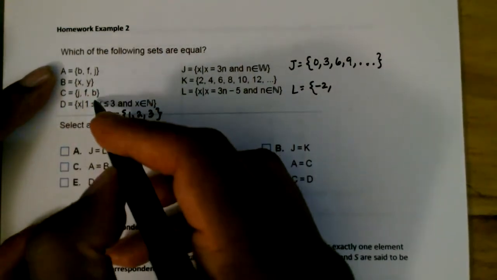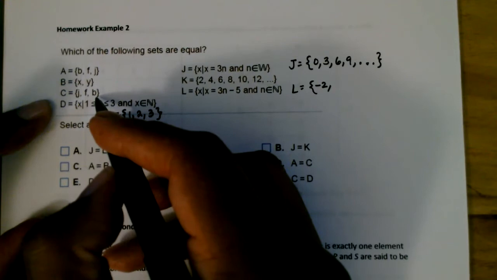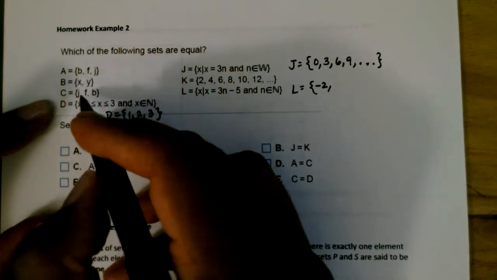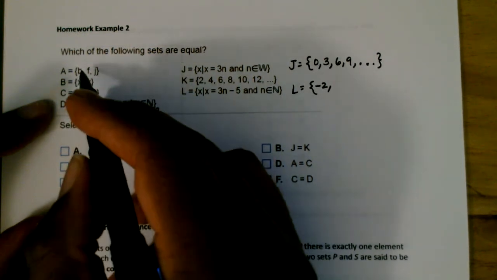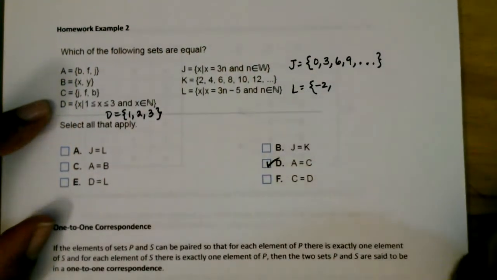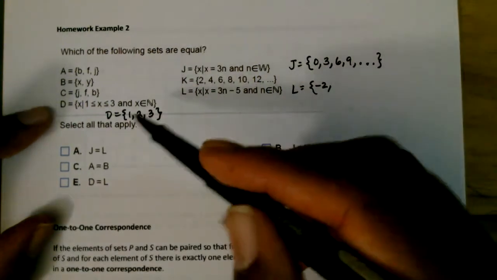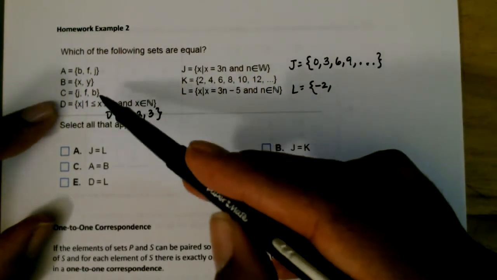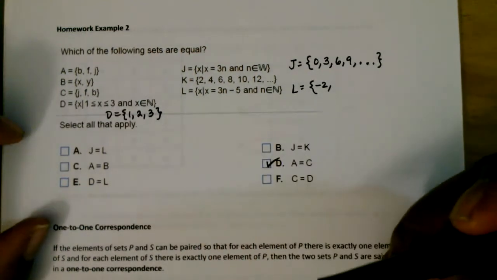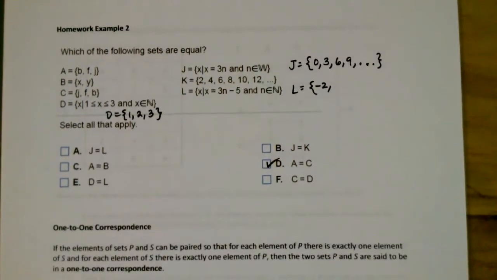What about A and C? It is. Because here's A and here's C. BFJ and JFB, the order is different, but they are the same. They do have the same elements in C as you do in A, and you have the same elements in A as you do in C. And C is equal to D? No. C has lowercase letters, D has just numbers. Okay, so A equal to C is the only pair of sets that are equal to each other.